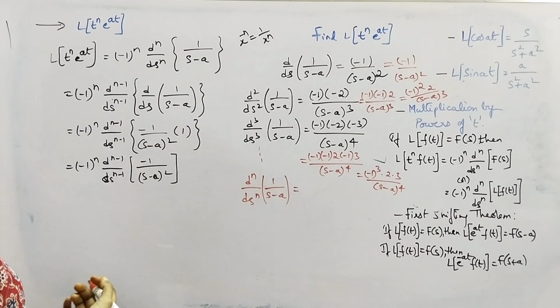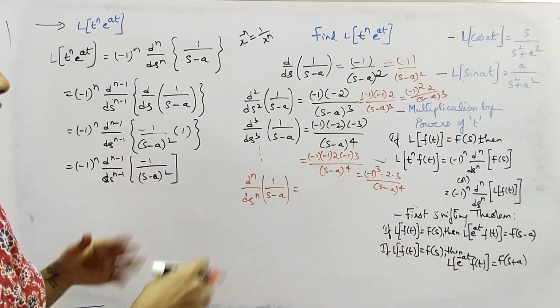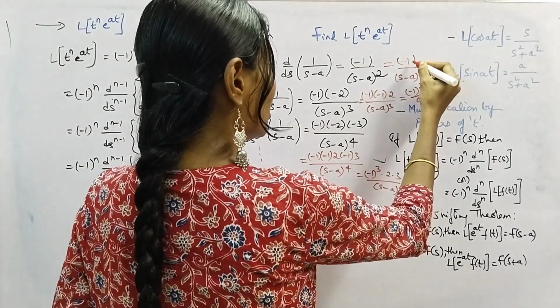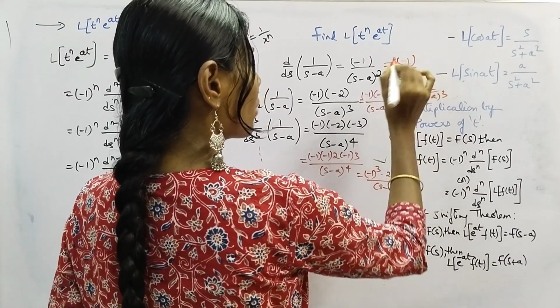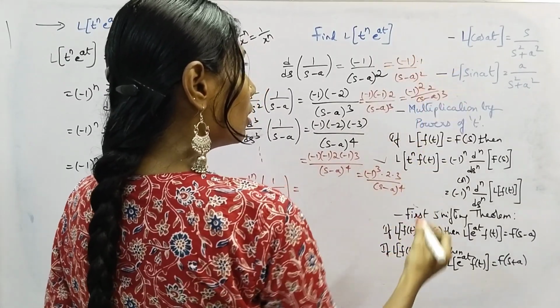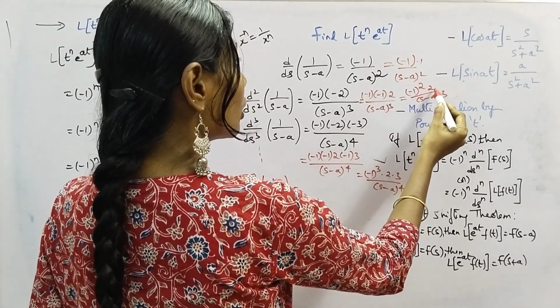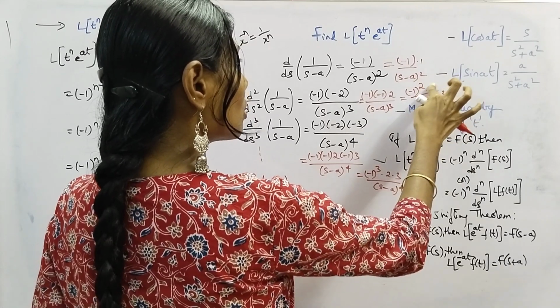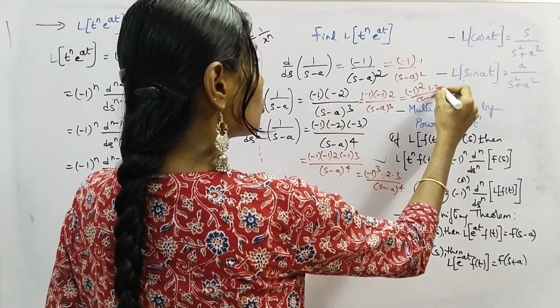Is this enough? No. We can just break down one more thing. Here you can write minus 1, just minus 1 as minus 1 into 1. Here you can write minus 1 whole square into 2. This 2 can be written as 1 into 2.